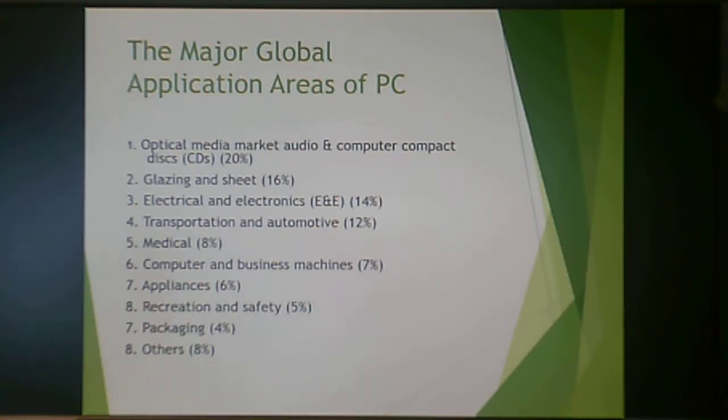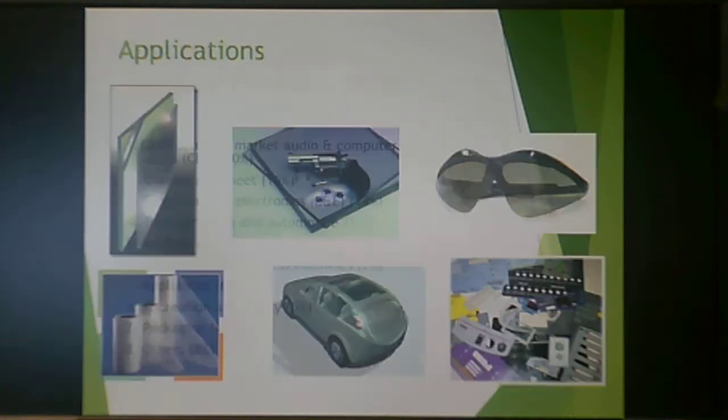This is the second half of the polycarbonate lecture for thermoplastic resins, and we're going to talk about major application areas for polycarbonate. A lot of polycarbonate is used in optical media, CDs or DVDs. They're kind of losing that market share, but it is still used extensively. It's also used for glazing applications and sheet material, glazing meaning replacement of window glass. It's used in electrical and electronics, transportation, automotive, medical, computers, appliances, recreation, packaging, and then the ubiquitous other category.